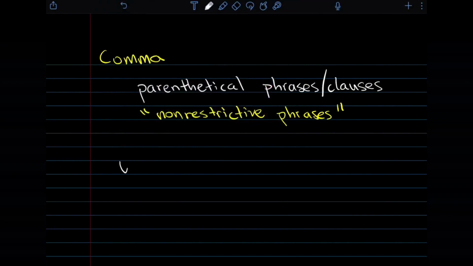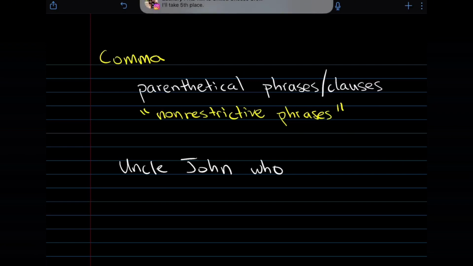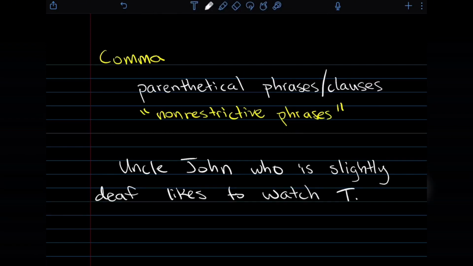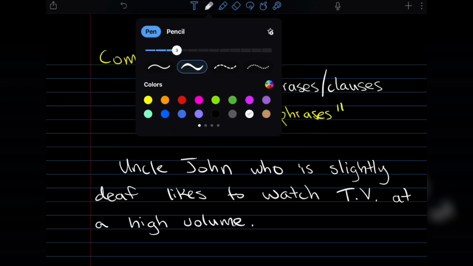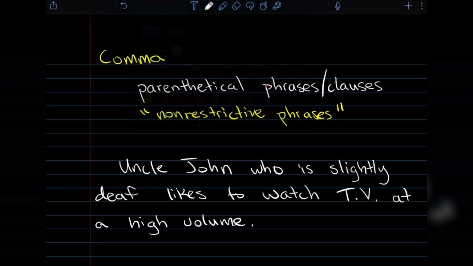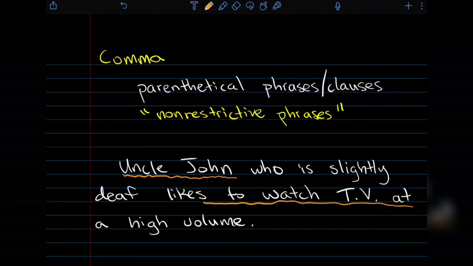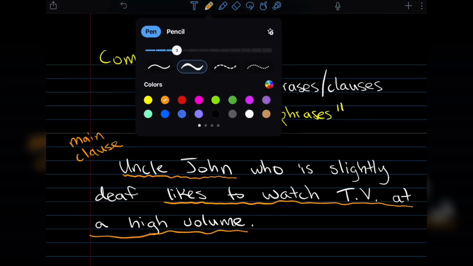Look at this sentence here. Uncle John, who is slightly deaf, likes to watch TV at a high volume. Okay, so the main clause of this sentence is the following. Let me do this in orange. Uncle John likes to watch TV at a high volume. Now this is what we would call the main clause. The parenthetical is this part right here. Uncle John, who is slightly deaf.